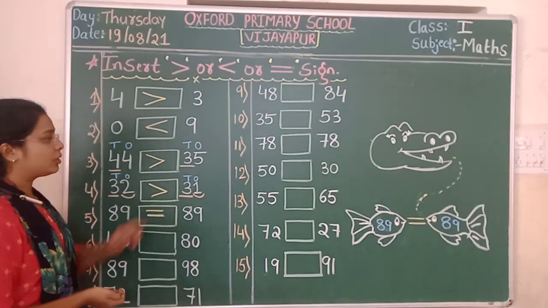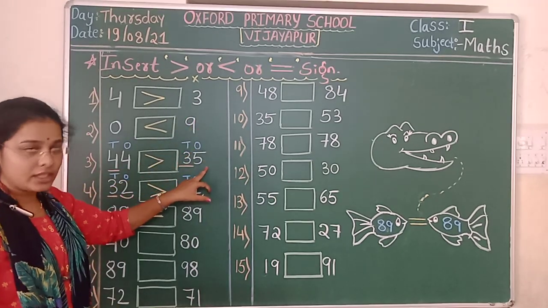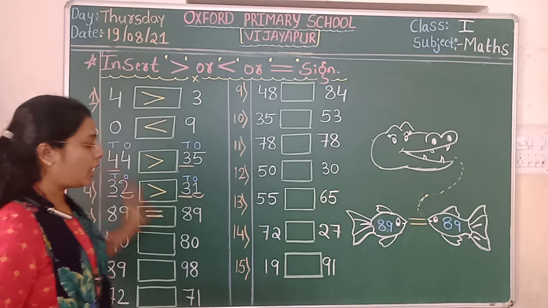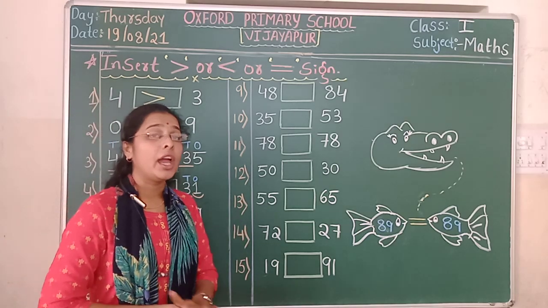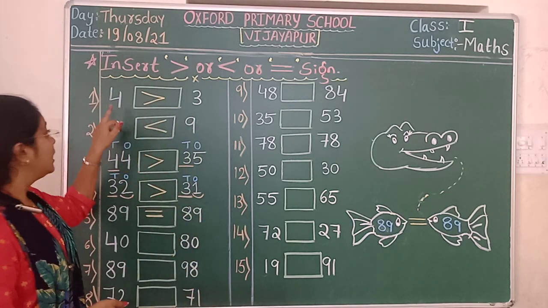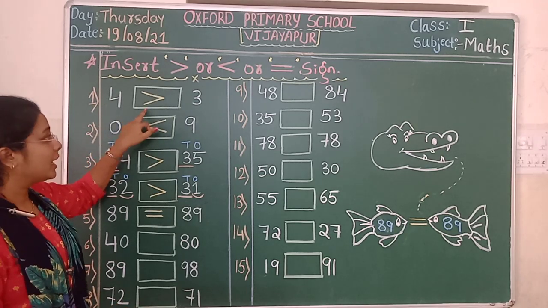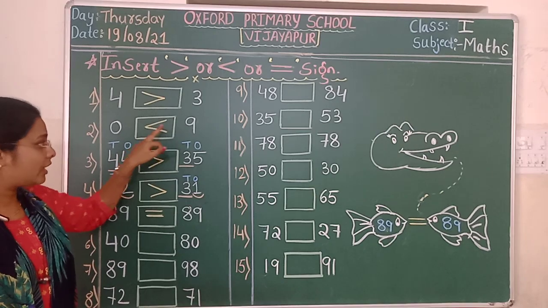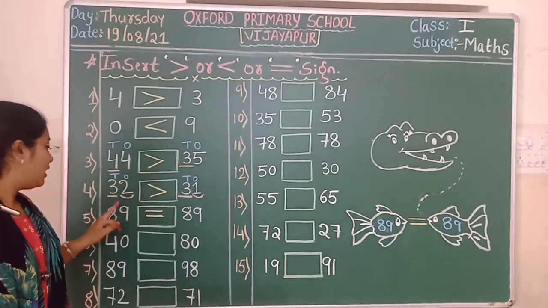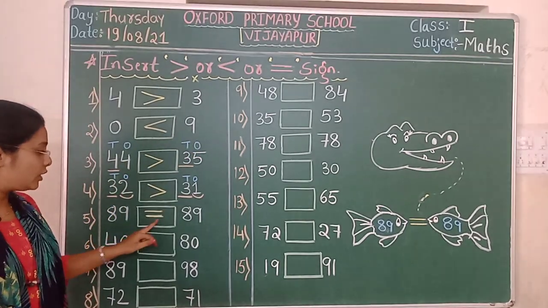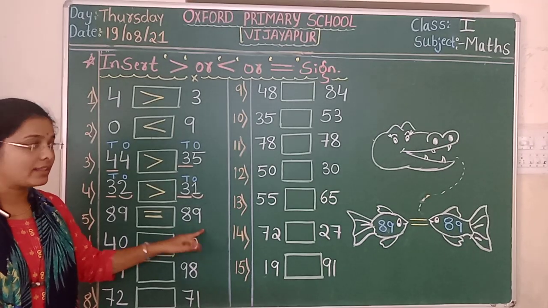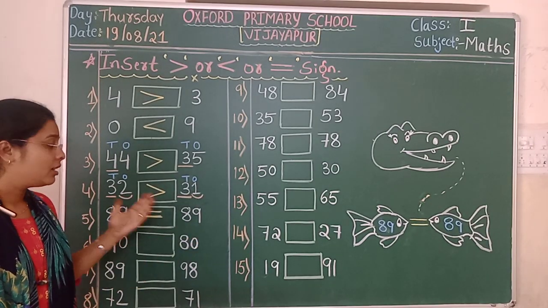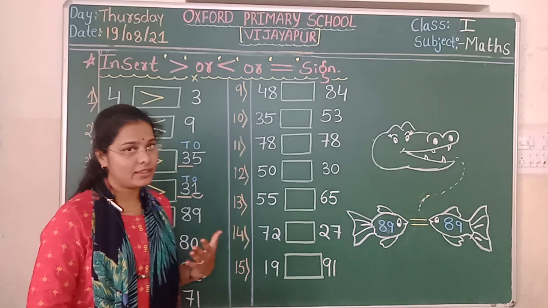Understood? We learned about 1 digit, 2 digit, greater than, smaller than, and is equal to sign. And how to read the numbers? 4 is greater than 3. 0 is smaller than 9. Number 89 is equal to 89. Like this we have to answer, otherwise read the numbers.